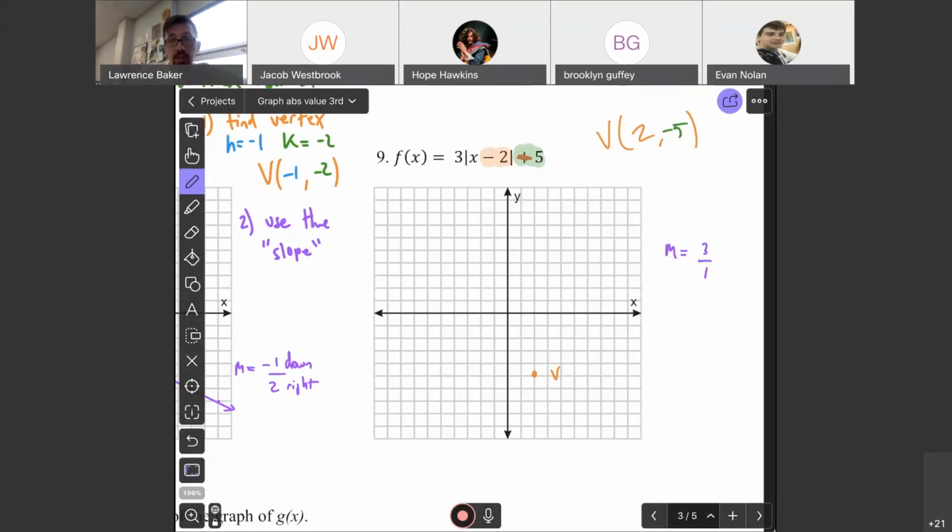And I prefer you guys not say over or run because we lose direction with that, right? Run which way? When you say rise, that's definitely indicating up, so you're saying up 3. Let's make sure we're saying up 3, right 1, or up 3, left 1. We have to make sure we say both. So from your vertex, go up 3, right 1, up 3, right 1, up 3, right 1.